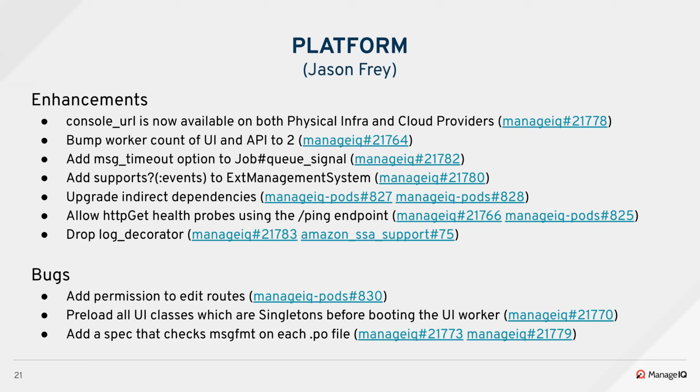Adam added a fix to the UI worker where there was a race condition where singletons, as they're loading the code, would conflict and cause a lockup. This kind of goes along with the HTTP GET health probes because there was a lockup and we didn't know it. So this preloads all the UI classes before we spawn off the various threads, which prevents the problem from happening. There'll be some future work to get rid of those singletons and make that a little bit more flexible in the future.